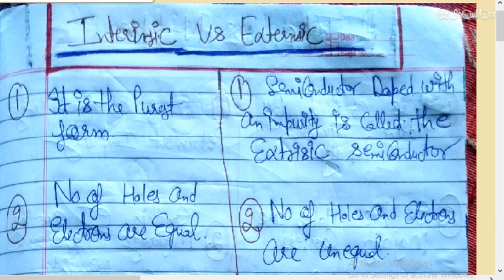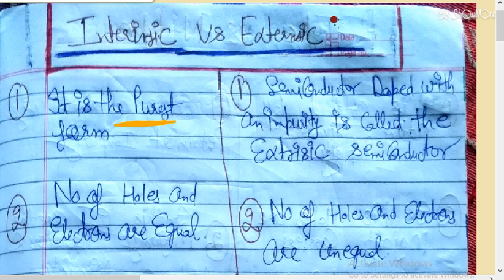The first difference is that intrinsic is the purest form. Purest form means it contains elements of similar type only. Only silicon is there or only germanium is there. It is not that silicon and germanium are mixed. Either they are silicon or germanium, so it is the purest form of semiconductor.